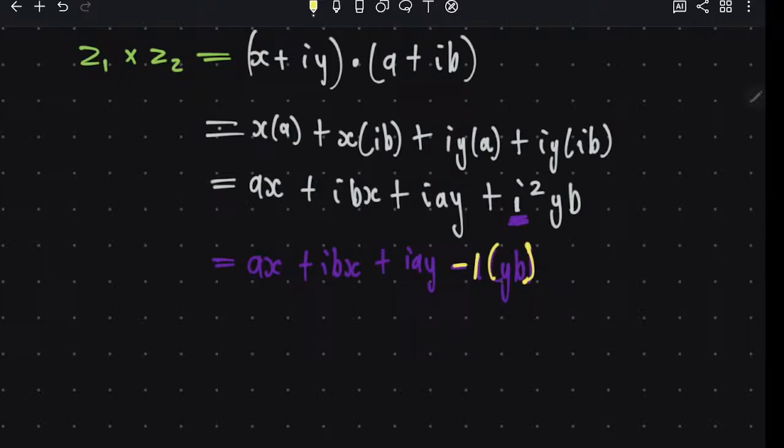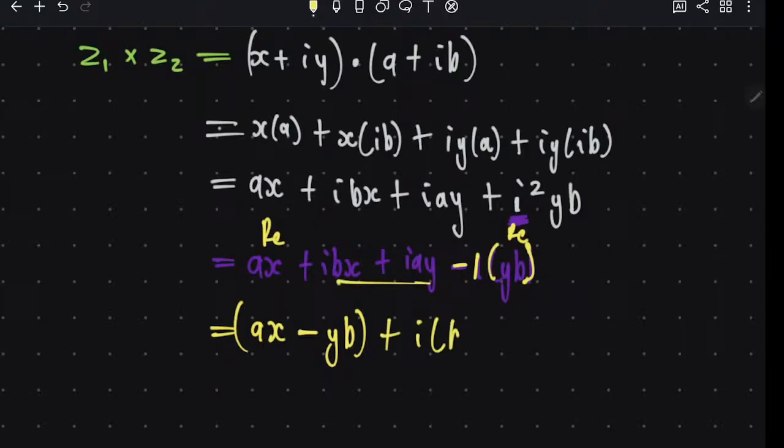Now the question becomes, what is the final solution here? The final solution will be, you join the real parts. This is real because it has no I. Again, this is real because it no longer has I. It had I squared, it is gone. So for real, we'll say AX minus YB. These are the real. Plus here, we will have I, then inside we have BX plus AY. Or we can even put the I outside. This is how we'll get an answer.